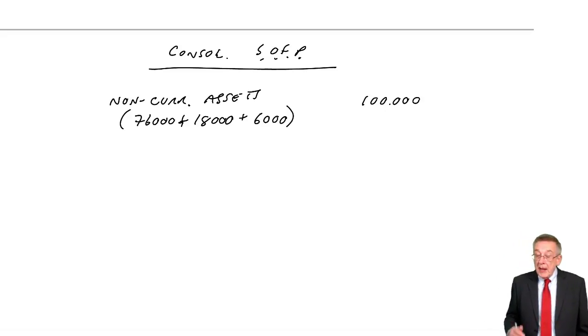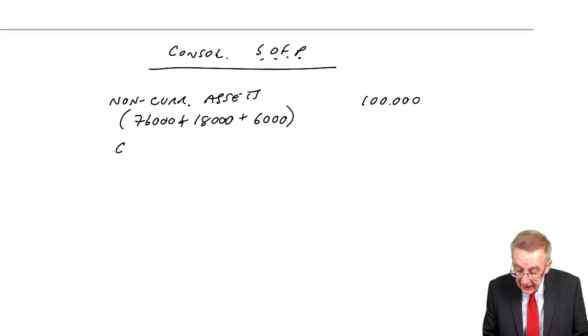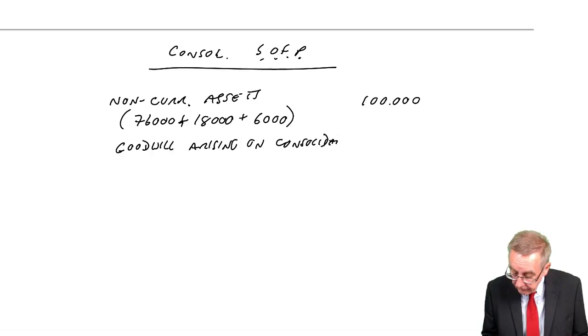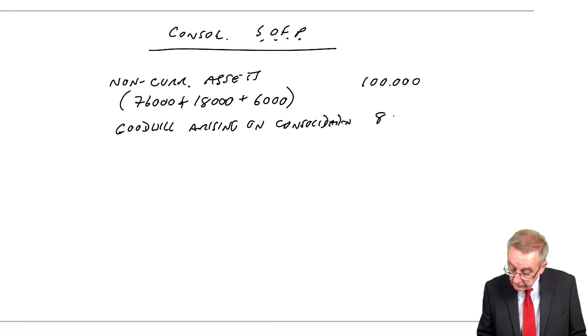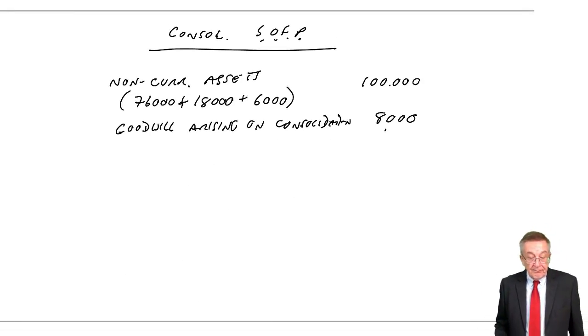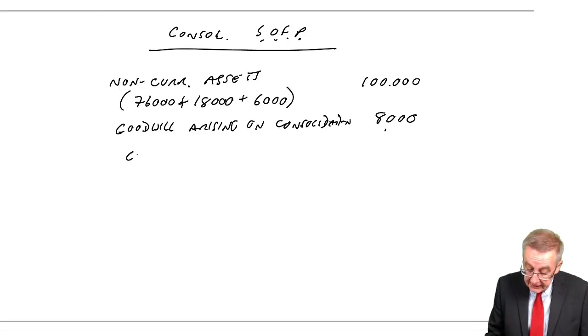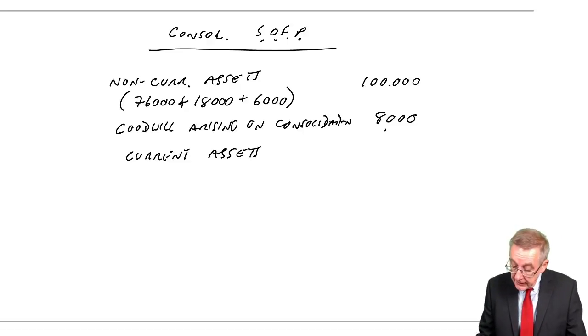The other thing, remember, is this new asset has appeared, the goodwill arising on consolidation. I just worked it out. What was it? 8,000. Current assets, simply add up. 12 plus 9 is 21,000. So the total assets, 129.